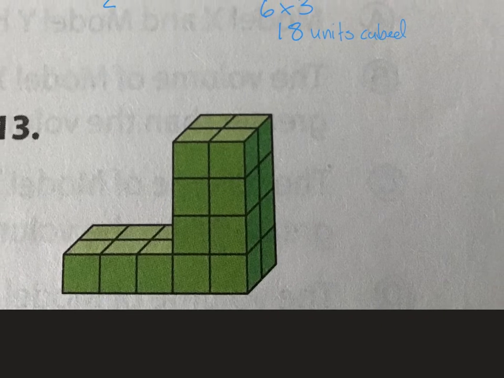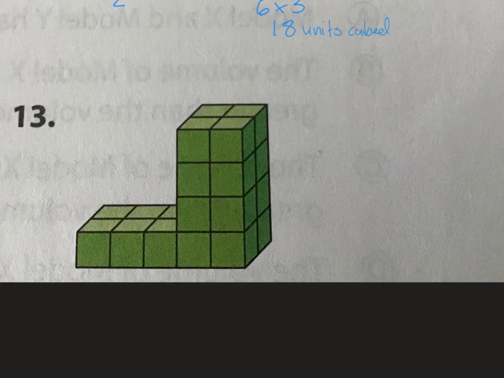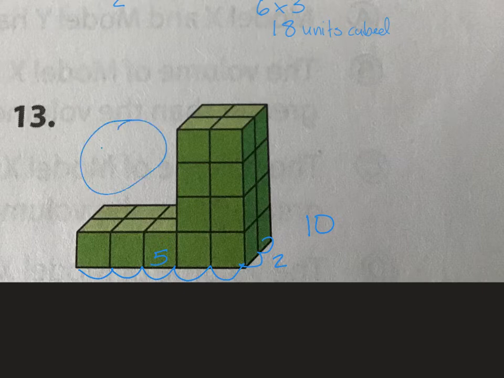This one's going to be a little bit different. In this one, I have to think about what each layer is going to represent. So if I look down here, I have 1, 2, 3, 4, 5, and then I have 1, 2. So this one's going to be 10. And the reason why I'm going to put how much each layer is, is because this is not a regular prism. This is a complex figure. You can't just do the formula for this one because you're missing all this space over here. So you can't do base times width times height. You have to figure out what each layer is and then add your layers together.